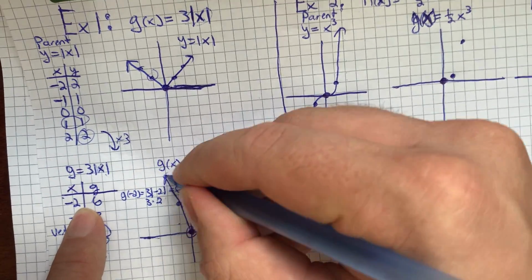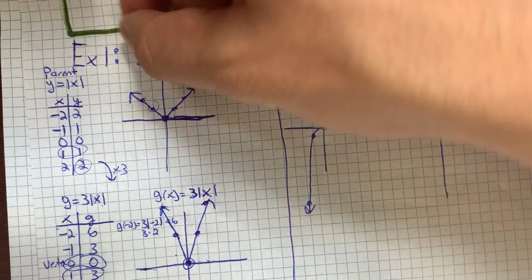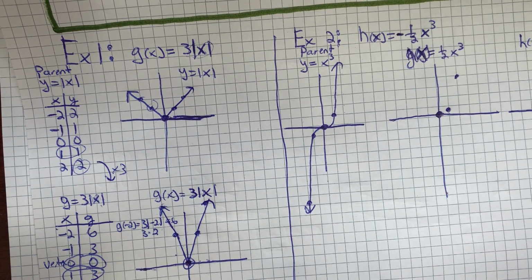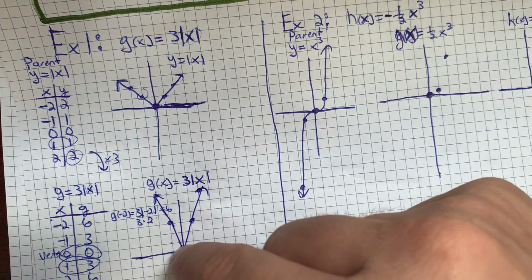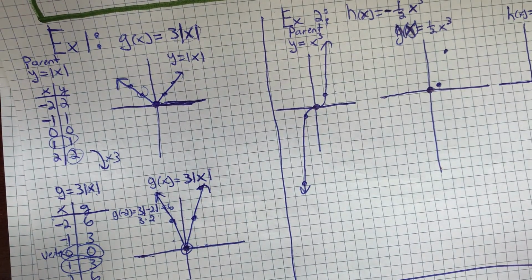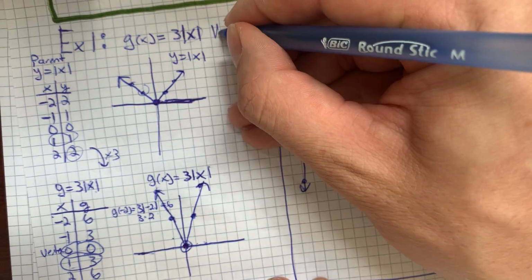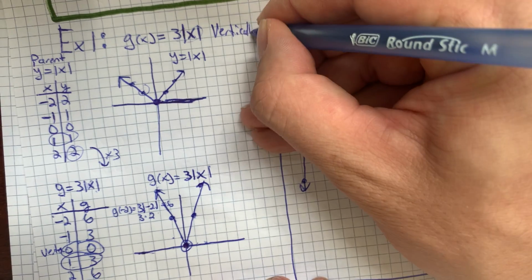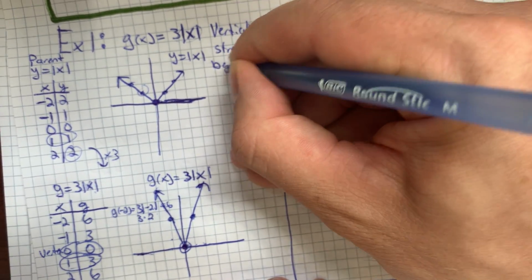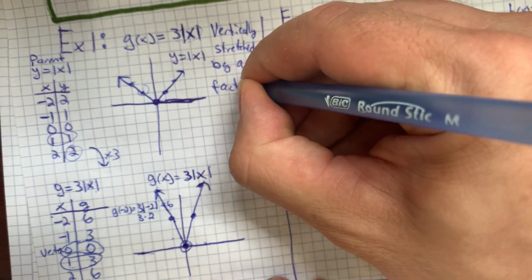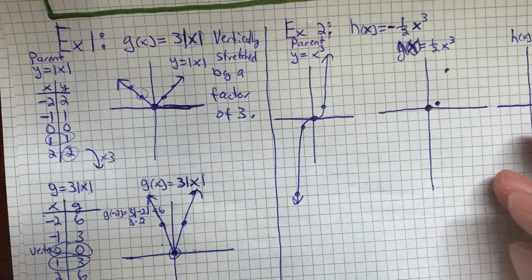And I hope we can see why we call this vertically stretched. It's like we took this one and stretched it out vertically. We took our absolute value and stretched it out, and that's what's happening here. All the y values are 3 times higher than they were before. We say this is vertically stretched by a factor of 3. Okay, so that is what happened here in g of x.